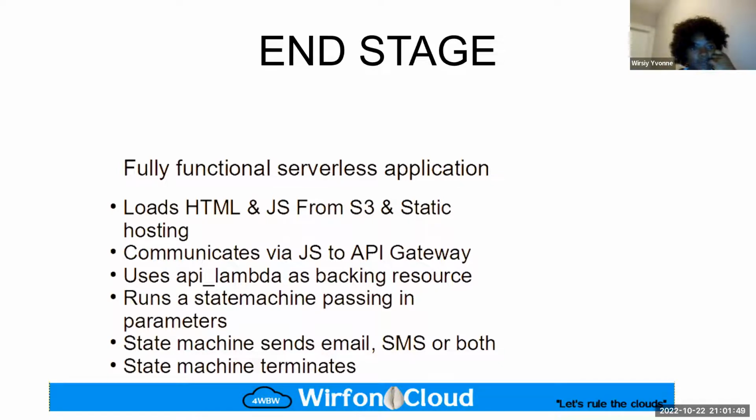And the last stage, what did we do? Like the summary of what we did. So we implemented a fully functional serverless application, and we loaded this HTML, JS file from an S3 static hosting website, and we communicated via JS to the API Gateway, and we used the API Lambda as backing resource, and we ran the state machine passing in the parameters. So what are the parameters? The parameters are those things that I showed you, that you can choose to be sent a notification through email only, SMS only, or email and SMS. So you choose those things, the timing and those ones. Those are the parameters that you choose for how you'll be notified.